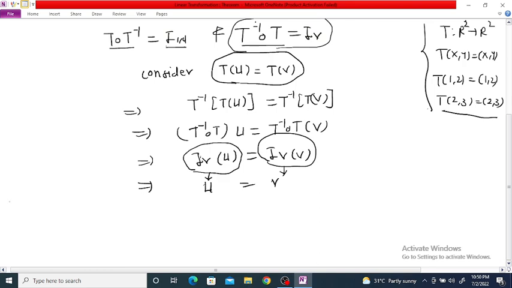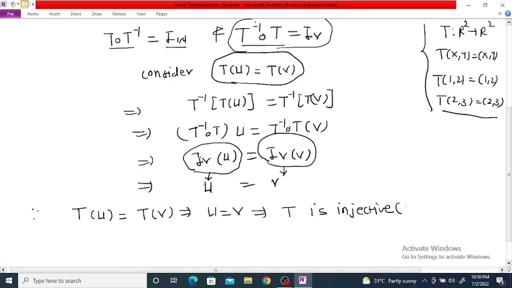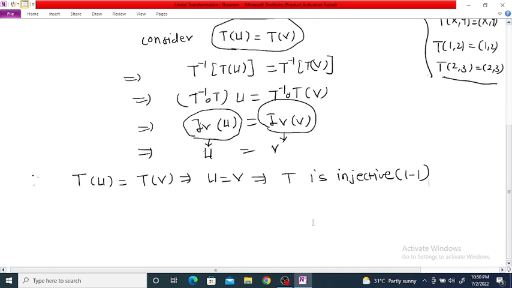So since T of u equal to T of v implies u equal to v, therefore T is injective, or 1-1. Now next we are going to show that T is surjective, or onto.